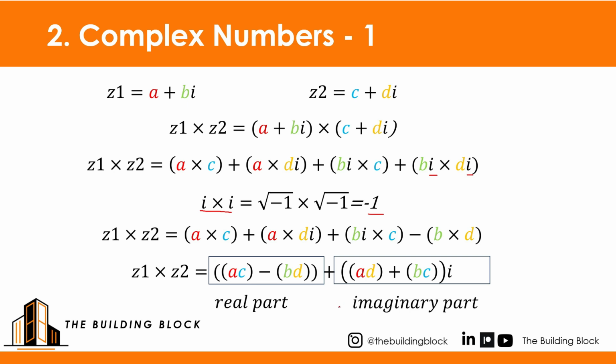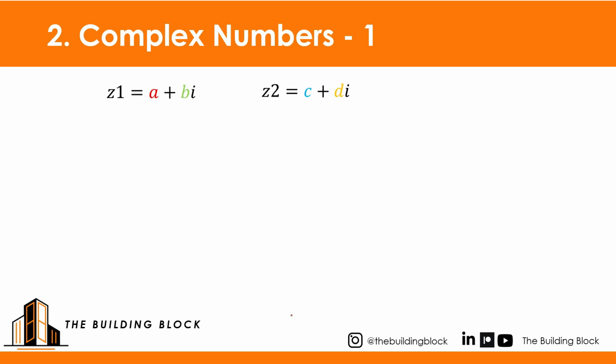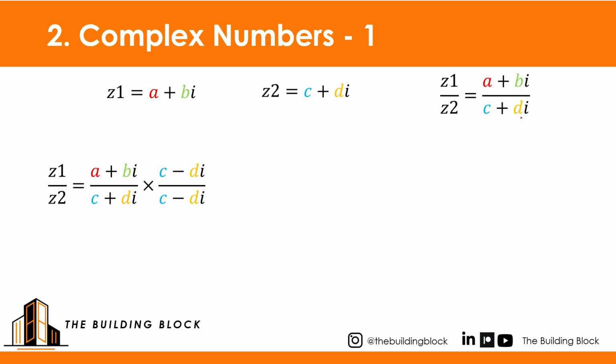Now let's divide two complex numbers. We want to find a plus bi divided by c plus di. So the problem here is that we cannot leave an imaginary number in the denominator. To fix that, we multiply the numerator and the denominator by the conjugate of the denominator. So the conjugate of c plus di is c minus di.